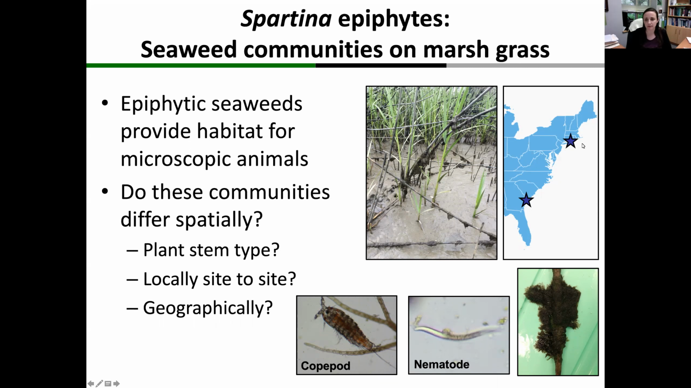So we have collaborators in Connecticut who are doing the same type of survey work, and we're comparing our results to theirs. And then we've also been examining the animals inside the seaweed community to see if the animal community varies with the type of seaweed. And this comes back to our marsh food web. These small animals are an important component of the food web because they're consumed by larger invertebrates and small fish. And so they're an important link between the epiphytic community and the rest of the food web.